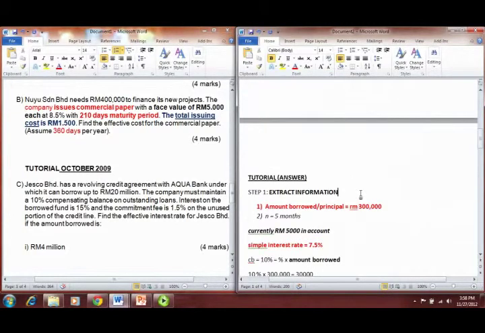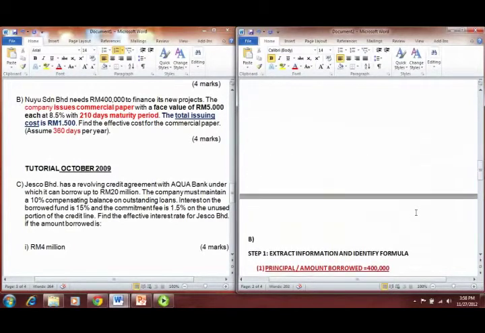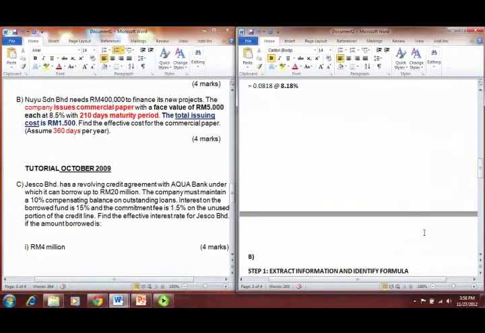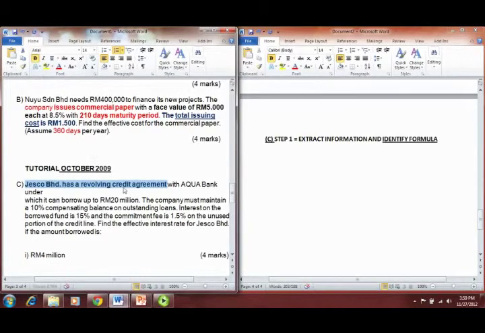Alright, same goes for your first question, class. Don't forget to identify your formula. Why do you need to identify the formula, class? Because when you identify your formula, it is easy for you to know what type of information you need to extract. So first, JESCO has a revolving credit agreement, correct? So that is your information.